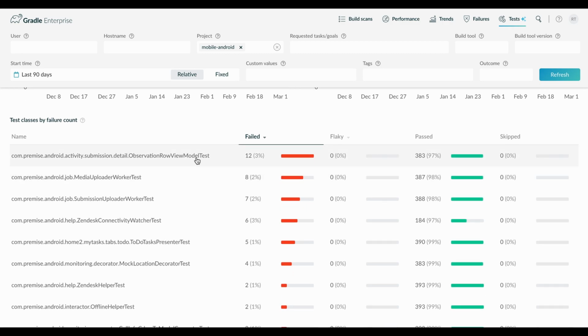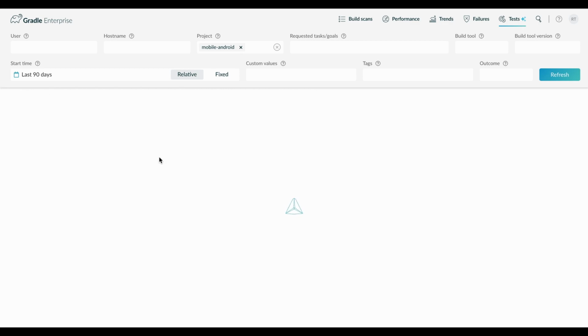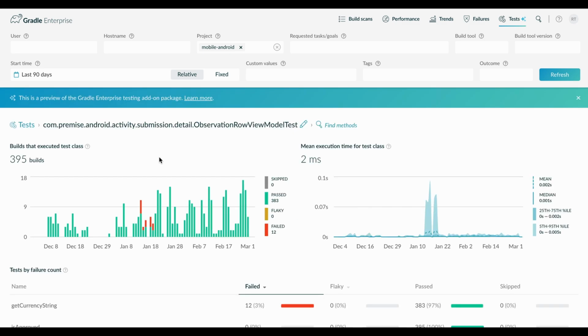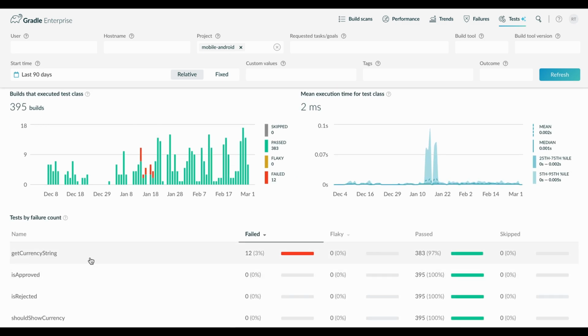So as you can see here, it classifies the different failing test classes, the different test failures per class, and also the count of the number of times it failed. In our case, this observation row view model test is the one that's failed the most over time. When we navigate into the specific class, we're able to find the specific tests that are failing. In our case, the get currency string test seems to be failing a lot as well, because these are the specific tests within it, and this one is the one that seems to be failing.